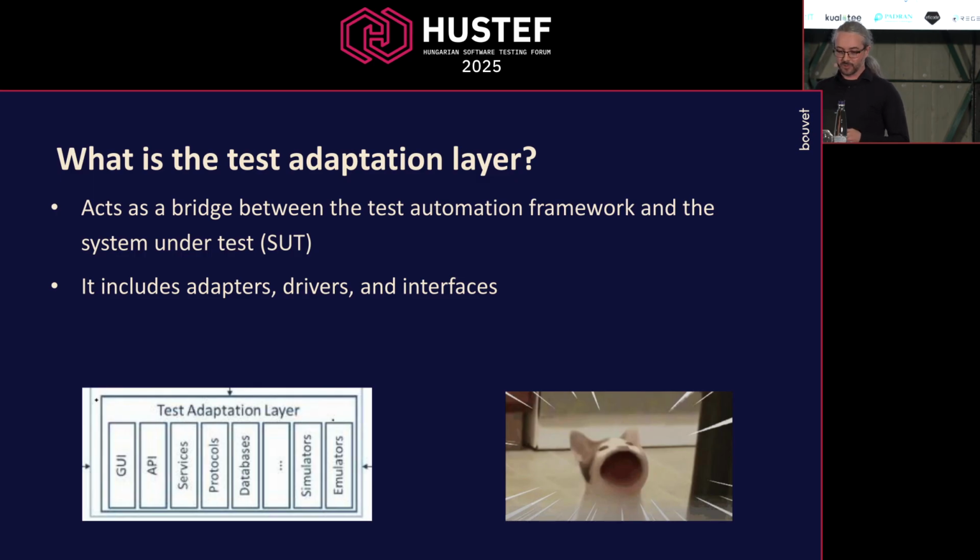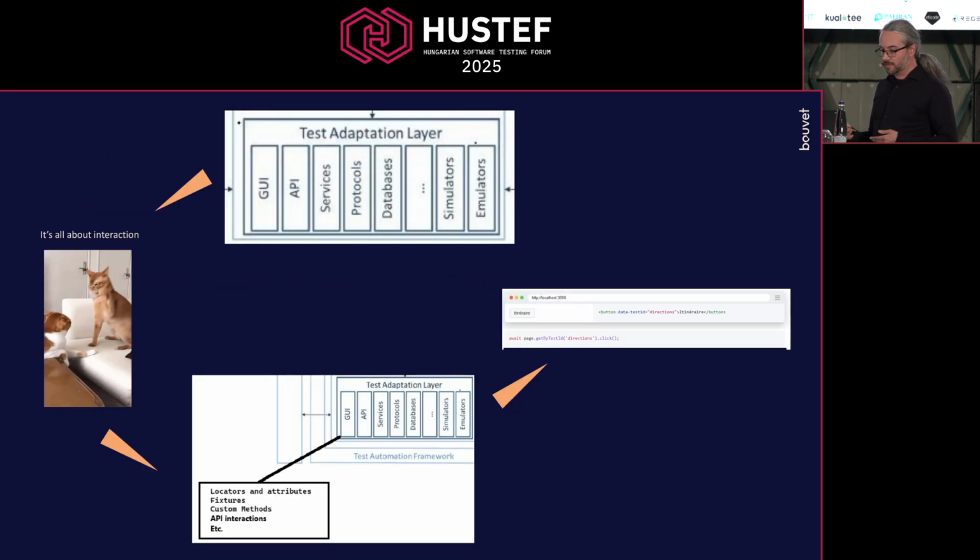and proper execution. How does it look with Playwright? Well, it's all about interaction. Okay, so you have a graphical user interface, and Playwright has different tools that enable the runner to interact with the graphical user interface. You can use locators and attributes. You can use different fixtures, custom methods, and API interactions to interact with the system under test.